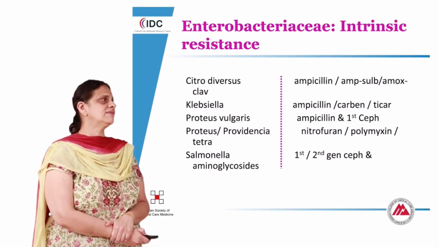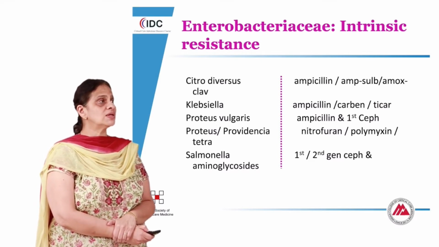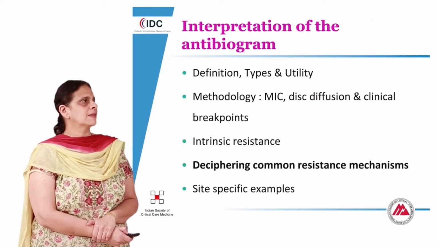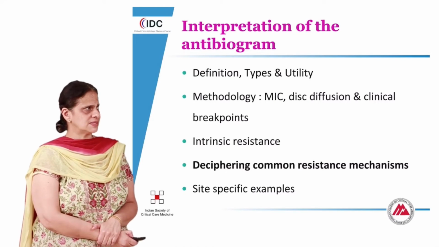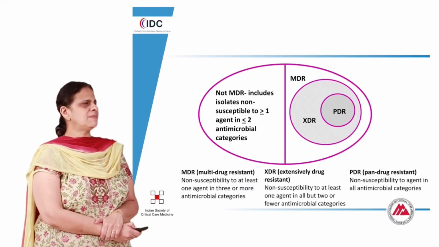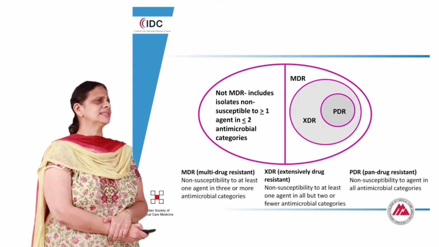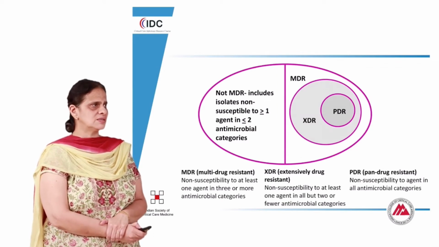And we certainly have started seeing an increase in Proteus and Providencia because, note here, they're intrinsically resistant to the polymyxins. Now let's look at how we can decipher common resistance mechanisms. This is how we would actually define MDR. MDR is non-susceptibility to at least one agent in 3 or more antimicrobial categories. XDR and PDR is just completely resistance, pan-drug resistant.